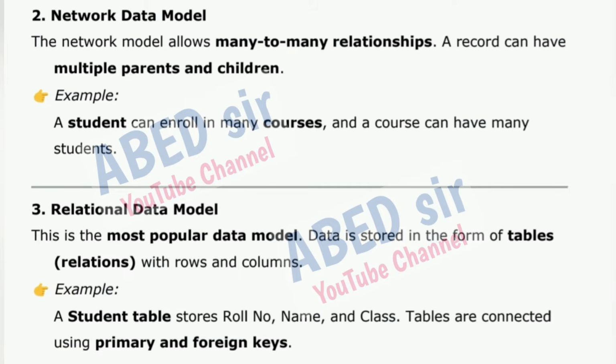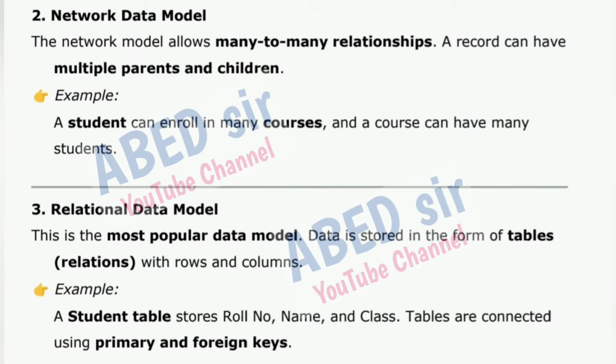2. Network data model. The network model allows many-to-many relationships. A record can have multiple parents and children. Example. A student can enroll in many courses, and a course can have many students.